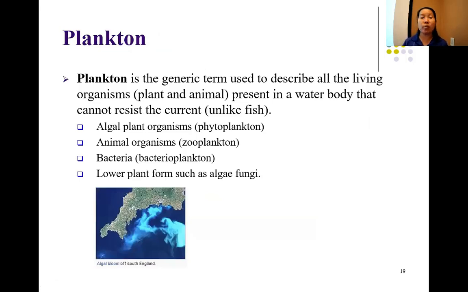They exist in different kinds of formats, and one format is called plankton. Plankton is the generic term used to describe all the living organisms, including plants and animals, present in a water body that cannot resist the current. So it's unlike fish, which means they typically just flow with the water, move with the water flow. These will often include algae plant organisms like phytoplankton, animal organisms like zooplankton, bacteria like bacterial plankton, and lower plant forms such as algae and fungi.